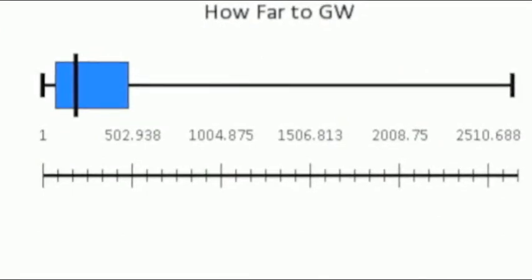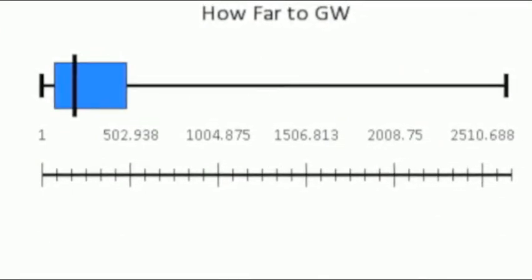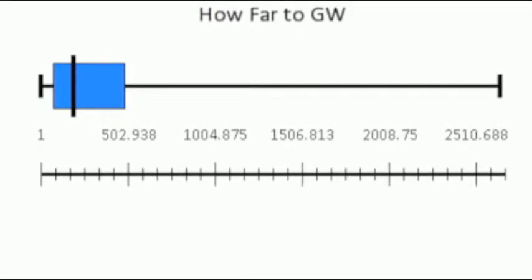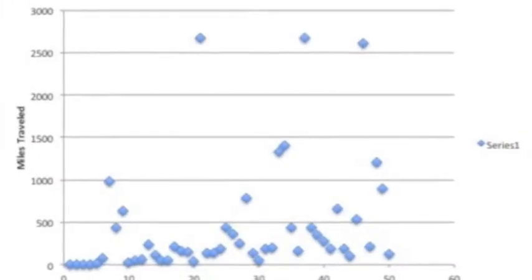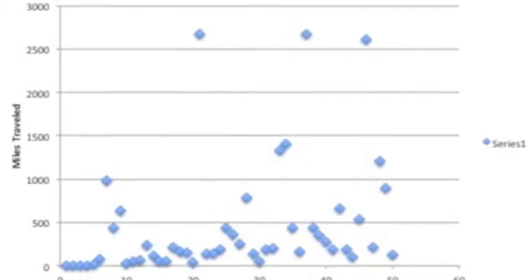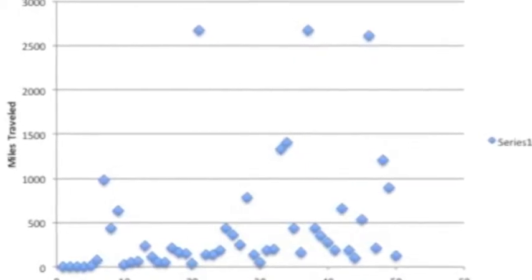Using the data that we gathered, we created a box and whisker plot to show the lower and upper quartiles, as well as the median and high and low numbers. Next, we created a scatter plot. As you can tell, the majority of the students travel less than 500 miles, while a few travel more than 2,000 miles.